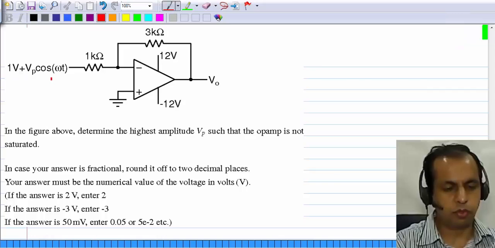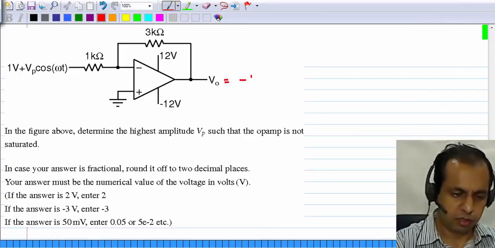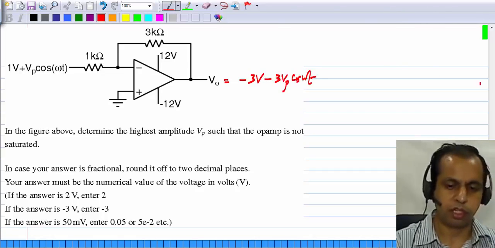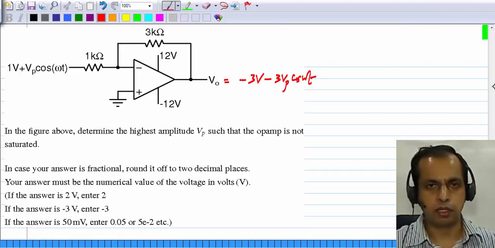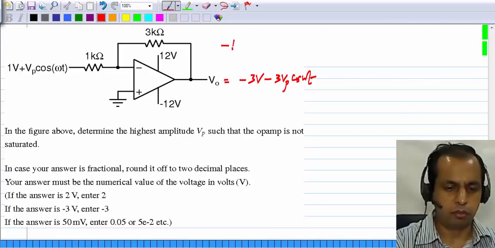The input is 1 volt plus Vp cos omega t, and this is an inverting amplifier, so the output will be minus 3 volts minus 3 Vp cos omega t. Okay. And what do we want? We want this to lie between minus 12.